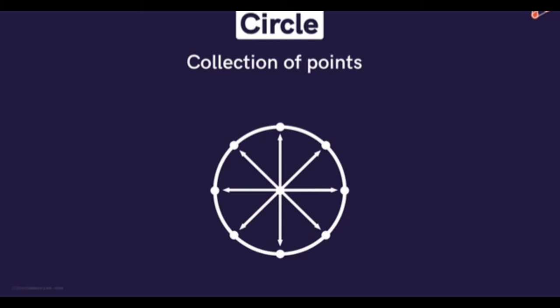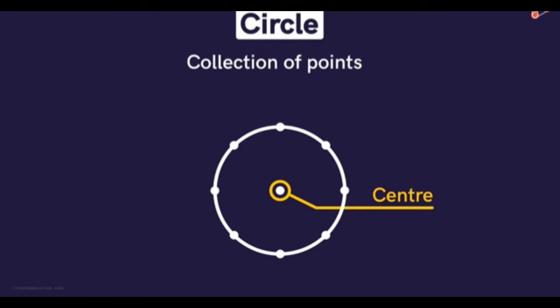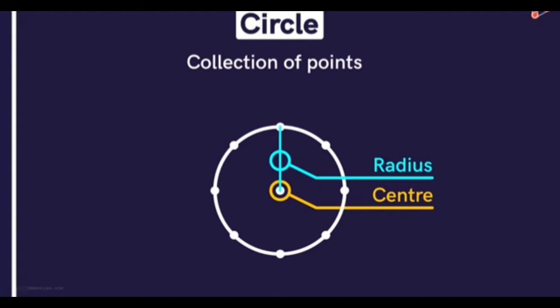The point in the middle of the circle is called the center, and the line which touches the center to any point of the circle is called the radius.